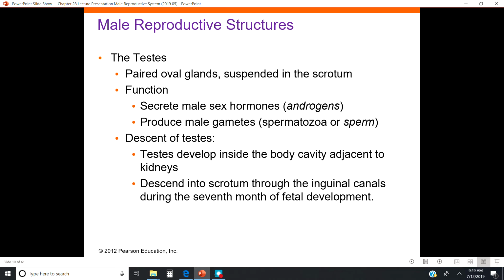Now, the male testicles aren't in the scrotum from the very beginning. During fetal life, they're up in the body cavity adjacent to the kidneys, almost like where the ovaries are in the female. Around the 7th month of fetal life, the testicles are going to descend through the inguinal canals. I'll show you that in the next lesson. And then they enter the scrotum. All right, so they need to come down from the abdominal cavity through the inguinal canals into the scrotum.